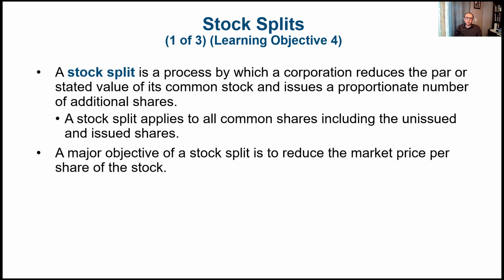So the companies sometimes go through a stock split, and they split each stock into maybe 2 or 3 or sometimes 5 shares. And that way, if the stock value was, let's say, $1,000, it will go down to 200. And as a shareholder, instead of owning only one stock, I would have 5. So it's increasing the number of stock and reducing its market value and its par value, of course. So a stock split applies to all common shares, including the unissued and issued shares. A major objective of a stock split is to reduce the market price per share of the stock to make it more affordable to small investors.